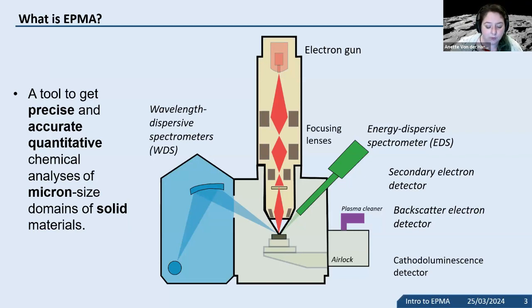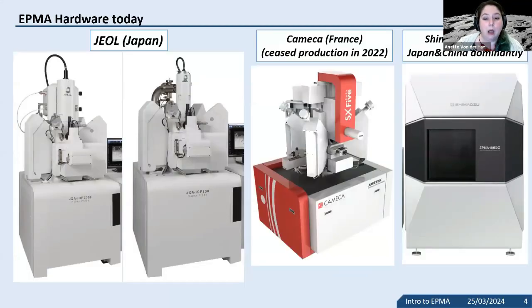And so this is something where this platform has a high precision stage, a very stable electron gun, and overall, again, has much more electronics and everything than a common scanning electron microscope, and hence they're also much more expensive. There are different types, different manufacturers of EPMA hardware today, although it's getting fewer and fewer.